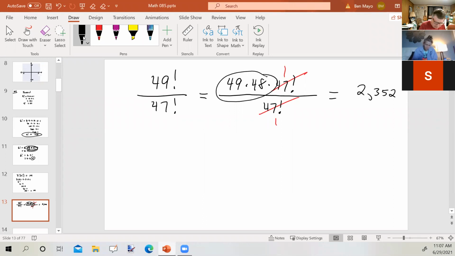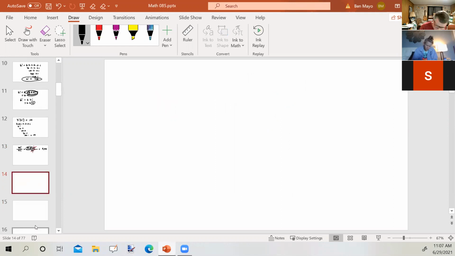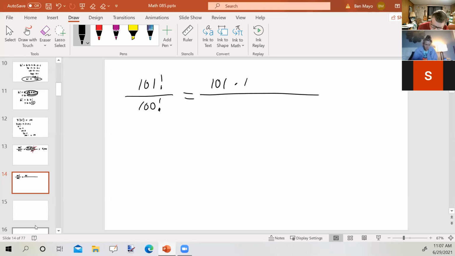All right, how about this example? 101 factorial over 100 factorial. Well, we could take the numerator and write it as 101 times 100 factorial, and the denominator is 100 factorial. Those reduce down, and we just have 101. How nice is that? Again, any questions about this?